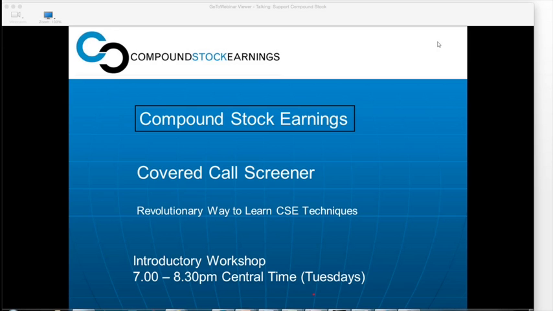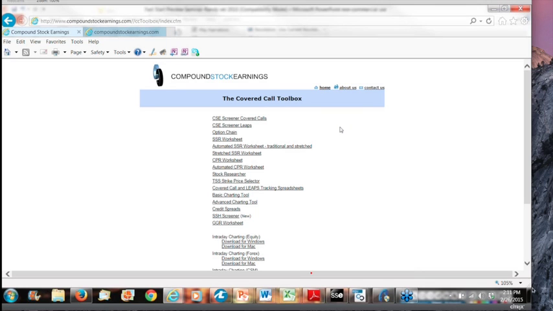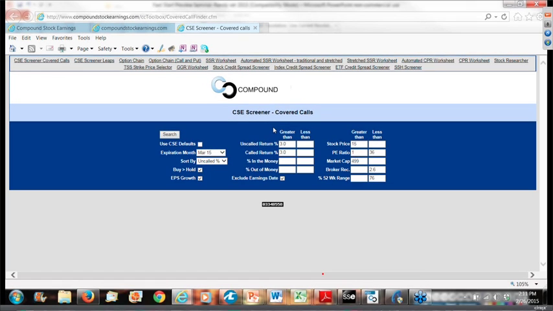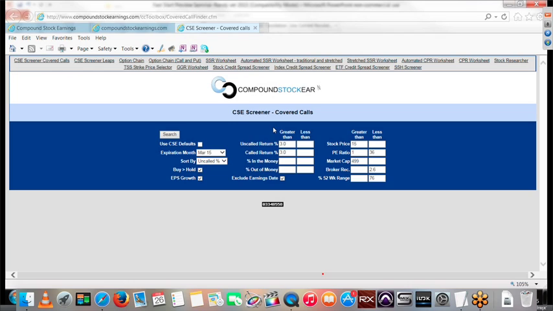It's an online tool, so I'm going to go into our website, and here's our covered call toolbox. You can see there's a bunch of different tools here in the toolbox, but I'm going to discuss our covered call screener. A covered call is buying a stock and selling a call option against it. Now, we use a covered call so that we can generate monthly cash income against our stock positions. All of the compound stock earnings techniques are designed to generate cash income inside a portfolio.